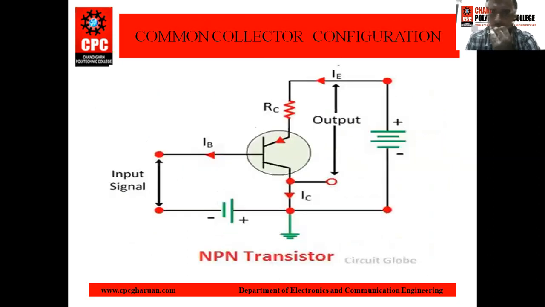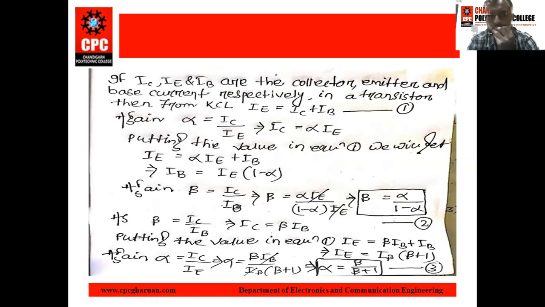Next is common collector configuration. In common collector configuration, the collector terminal is common between input and output, as shown in the figure. As we discussed in the previous slide, the alpha value is IC upon IE, so we can form the value of IC. IC is equal to alpha of IE.